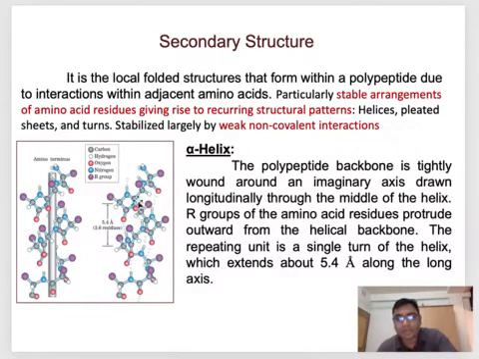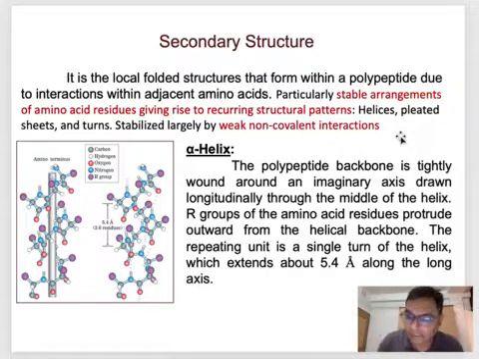Due to the interactions, the secondary structure of protein is formed, and they give some recurring structural patterns. There are three patterns: helicals, pleated sheets, and turns, and these structures are largely stabilized by weak non-covalent interactions. Okay, so now I'll talk about these structural patterns of secondary protein.